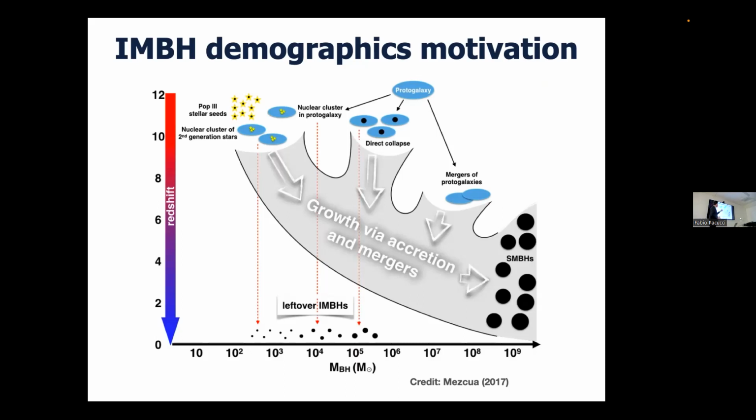Then there's the other idea, the heavy seeds. One example is direct collapse of primordial gas clouds under specific conditions. Those gas clouds could collapse directly into a black hole. In that case, they're predicted to be a bit more massive, like 10 to the 5 or so solar masses, but we don't know, and there are other ways they can form, such as nuclear star cluster evolution. There are lots of complexities here.